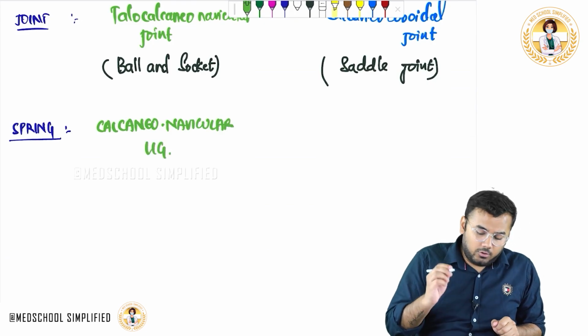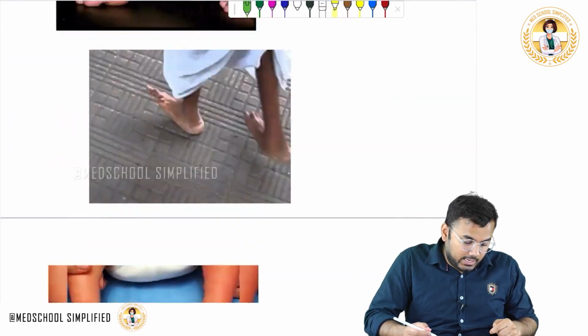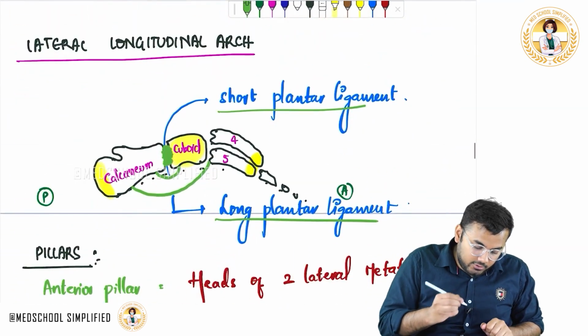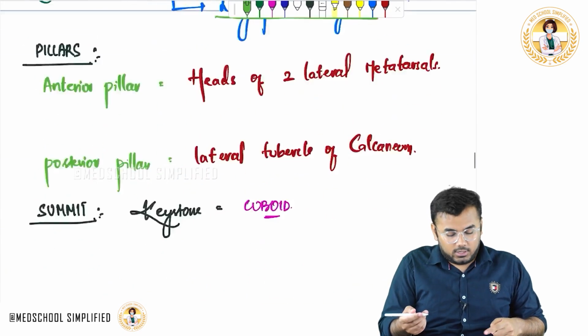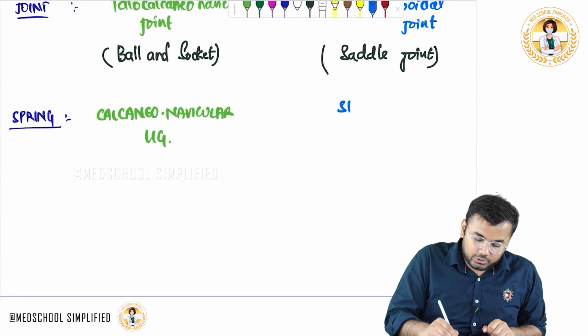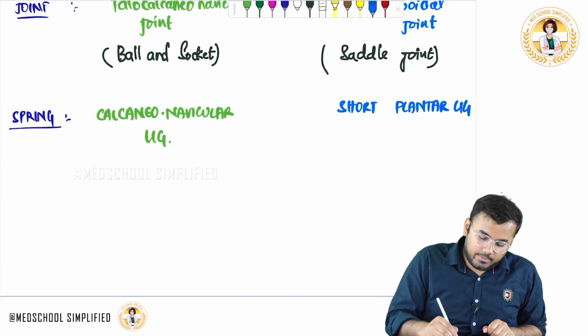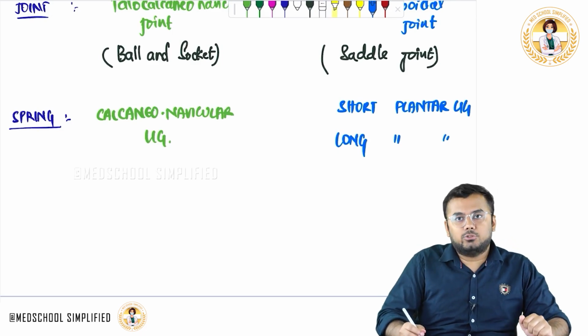Calcaneonavicular ligament. Now when it comes to the lateral one, what will be the spring ligaments here? This spring ligament here will be two. One is called the short plantar ligament, and the other the long plantar ligament. These two will be called the spring ligaments, right? So the short plantar and long plantar ligament. So these two will be the spring ligaments over here, right?